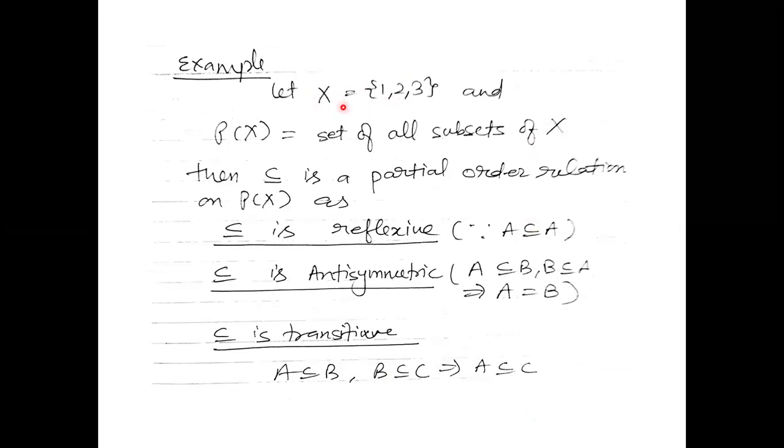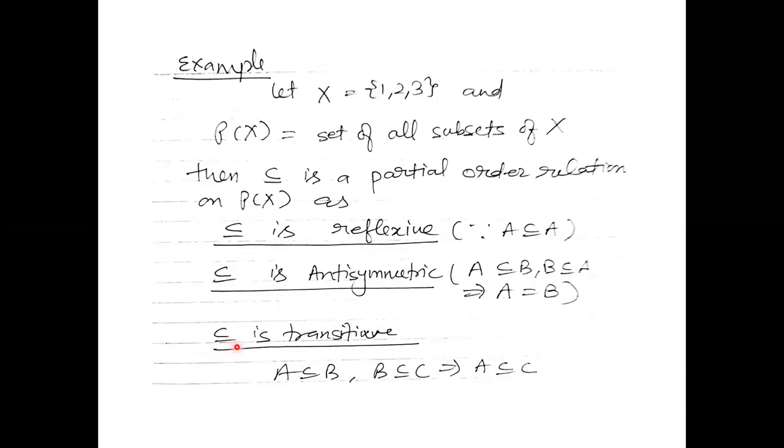Here you have the set X with these three numbers 1, 2, 3, and its power set P(X). It is the set of all subsets of X. Then this contained-in relation is a partial order relation on this power set. It is reflexive because every set is contained in itself, and it is antisymmetric because if A is a subset of B and B is a subset of A, then A is equal to B. This is a well-known fact.